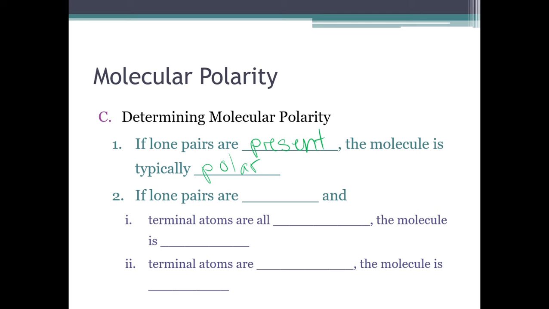If lone pairs are absent, if you don't have any lone pairs, then you should look at the terminal atoms. If the terminal atoms are all the same, your molecule is probably nonpolar. That was like the CF4 example we saw a minute ago. Carbon in the center with the 4 fluorines around. No lone pairs, and all the terminal atoms are the same, so this is nonpolar.